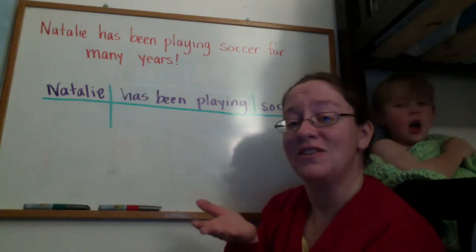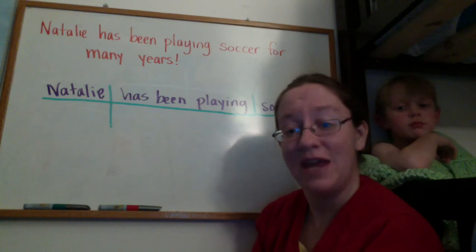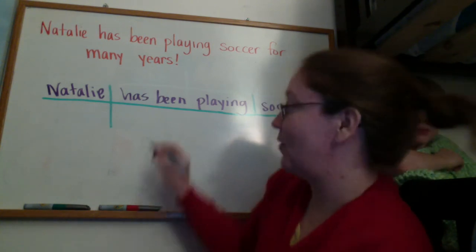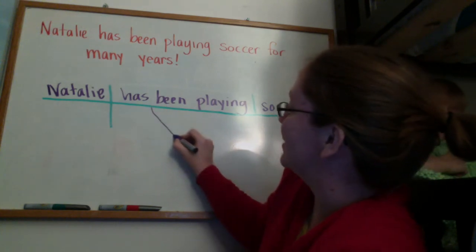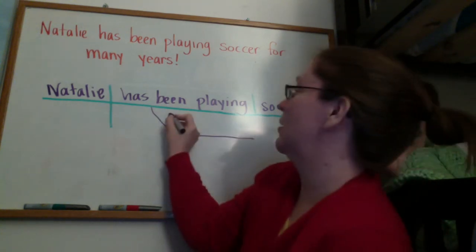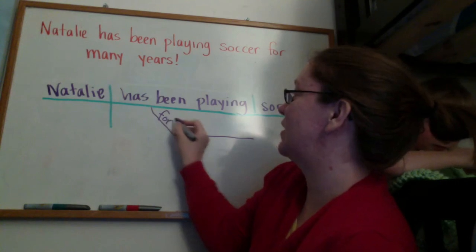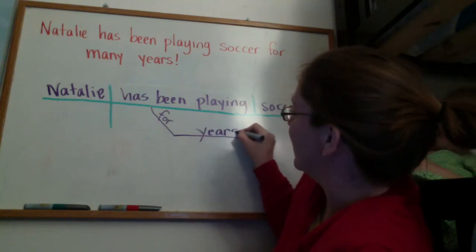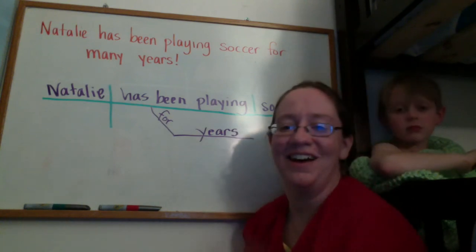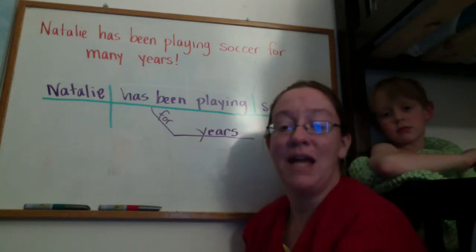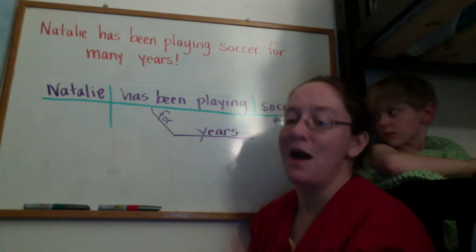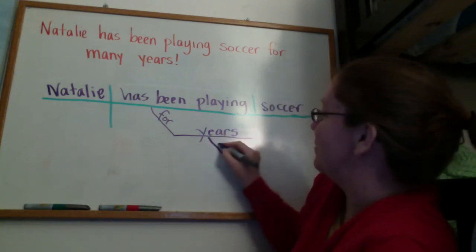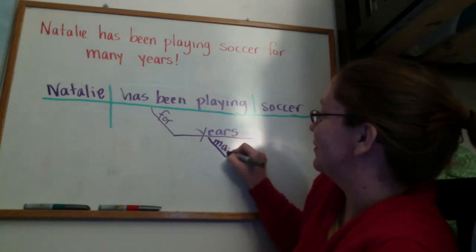For many years is telling us more about when she played, so we know it's acting as an adverb prepositional phrase. So I will make my line coming down off of the verb. Preposition goes on the slanty line. My noun, years, I'm not writing that very neatly, goes on the horizontal line. And then many is our adjective, modifying the noun years. So we will put that on a line coming under years.